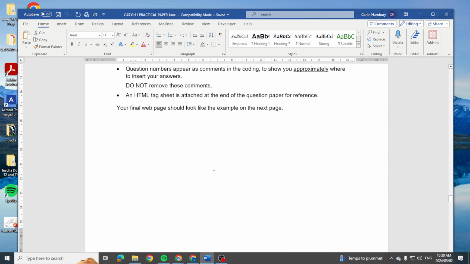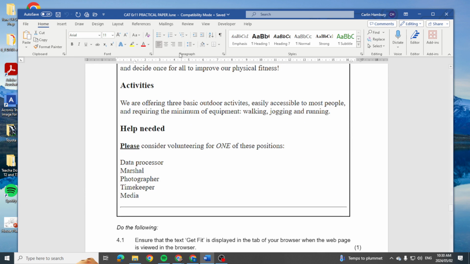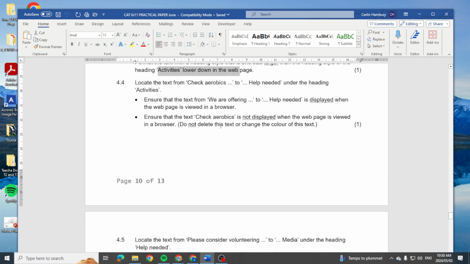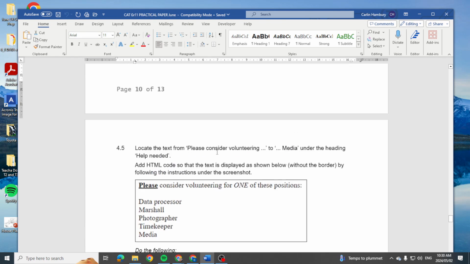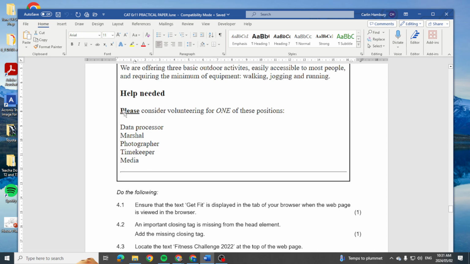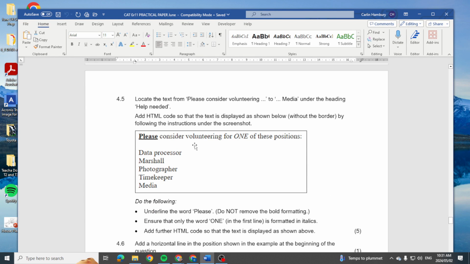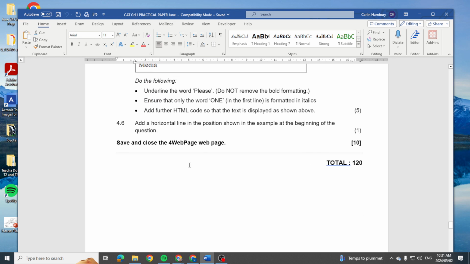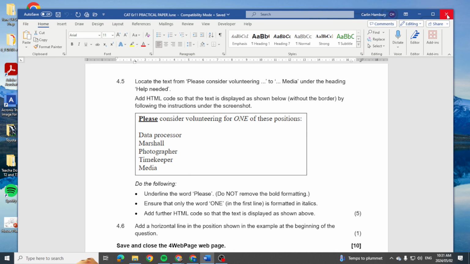And then with HTML, it's really just modifying that code. So here you can see they gave a picture and they wanted you to do a couple of things. There's a missing closing tag. You need to locate this particular text and format it. And they give you various instructions. But at this point, you should be able to create a list. You should be able to insert an image. You should be able to do the paragraph tags, the horizontal line. You should be able to make text bold, underlined, and italic, change the font color, change the font face, all of those things. That is really what you should be able to do for your Pracs.